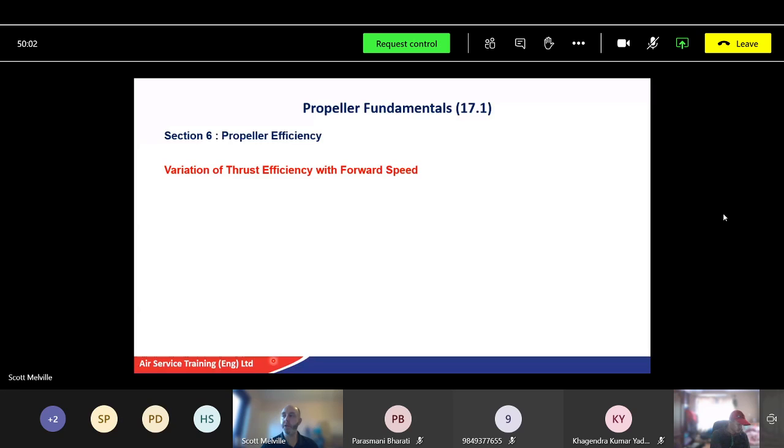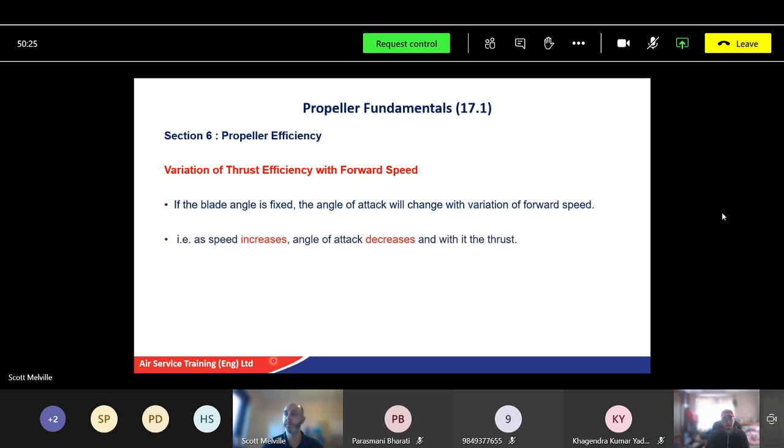So let's look at the variation of thrust efficiency with forward speed. If the blade angle is fixed, we've got a fixed propeller, the angle of attack will change with the variation in forward speed, like we saw yesterday. If the aircraft goes faster, your angle of attack decreases, and likewise, if the aircraft slows down, your angle of attack will increase. It's the same as what I spoke about yesterday. So speed increases, the angle of attack decreases, and with it, the thrust obviously as well.